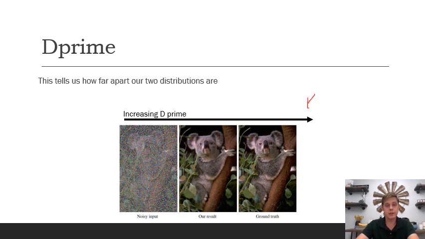If I were to ask you, is there a koala in this picture? Probably no one would make a mistake here, but people might make mistakes over here with the smaller D prime. So D prime tells us how far apart these distributions are, which also indicates how likely an animal, or your dog, might have difficulty within that detection task.